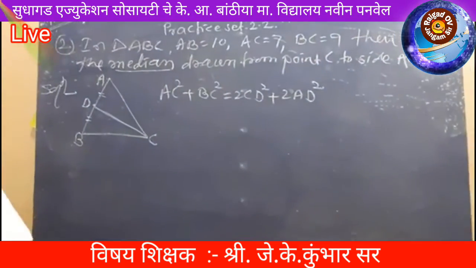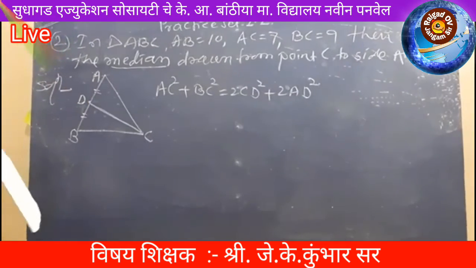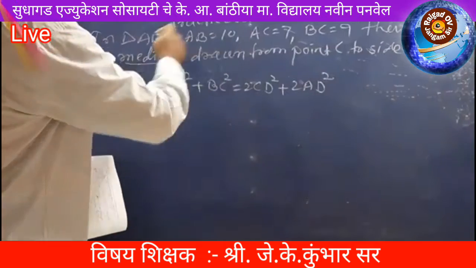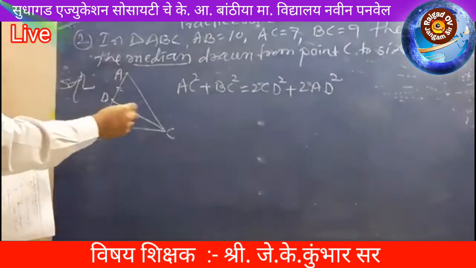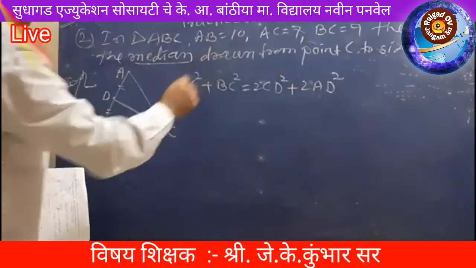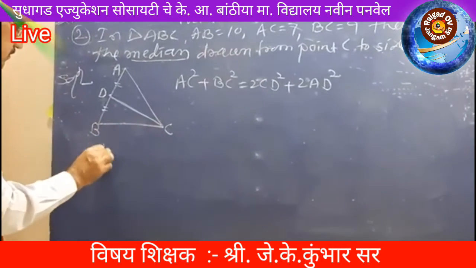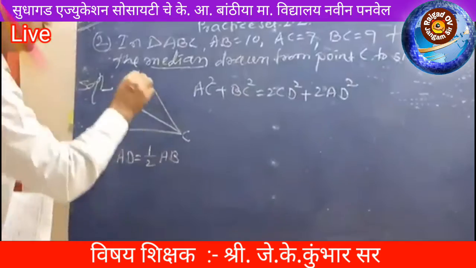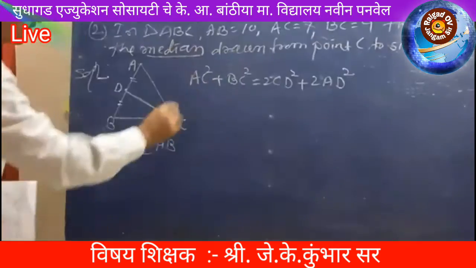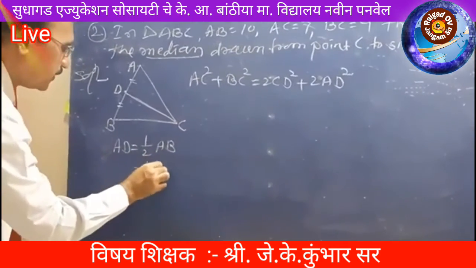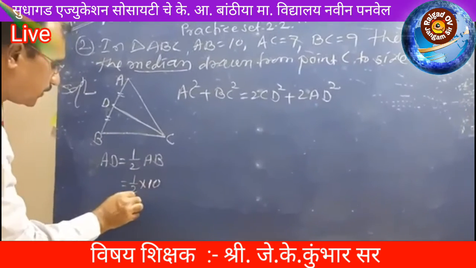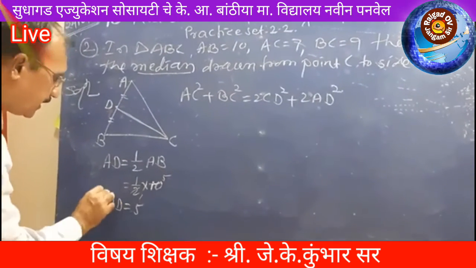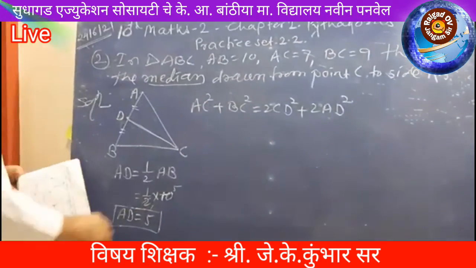2AD square or BD square, because both are congruent here. Now from the example, AB is 10. We have to write AD square, so first we have to find AD. AD is equal to 1/2 AB. AB is 10, so 1/2 into 10 is equal to 5. 2 5s are 10. That means AD is equal to 5.